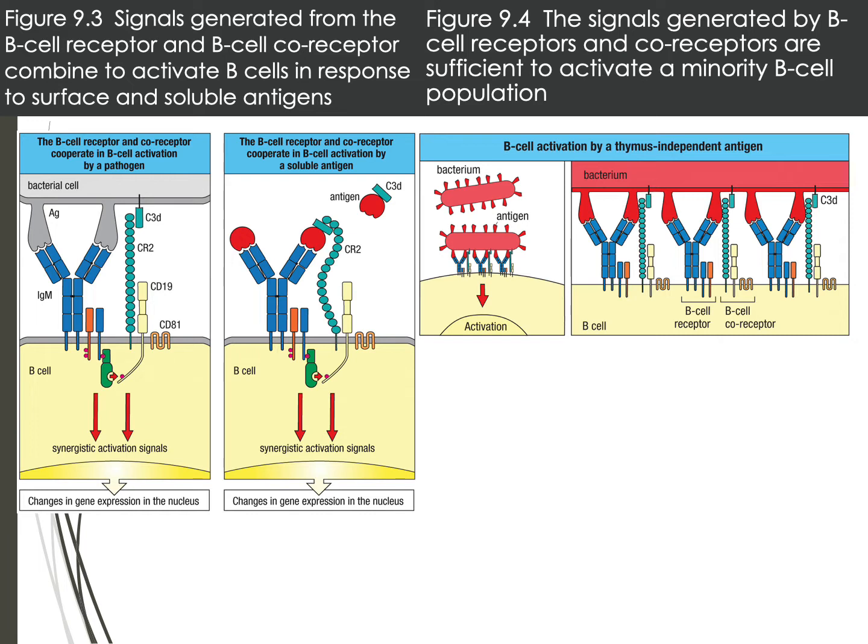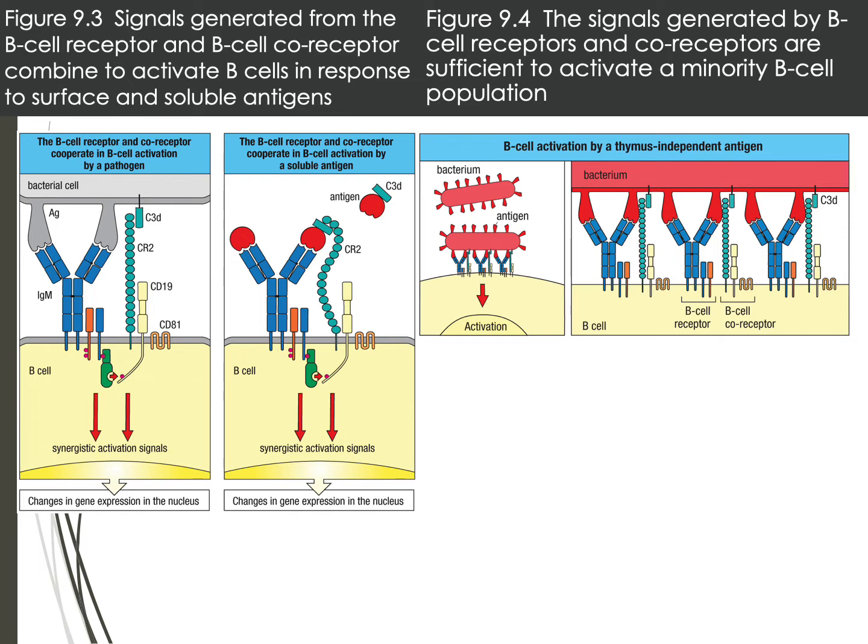the bacterial cell. If there is soluble antigen, so if there's antigen in circulation in fluid, you can see how C3d binds to it, and then that allows for CR2 to bind that and basically hold it in place. So it's going to interact with those antigen binding sites on the B cell receptor, and then allow for phosphorylation events that activate cell signaling pathways and changes in gene expression. So again, you can see that in that left figure.